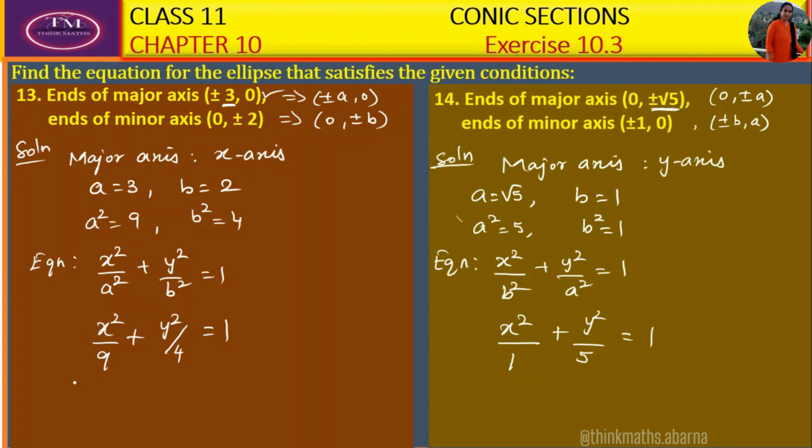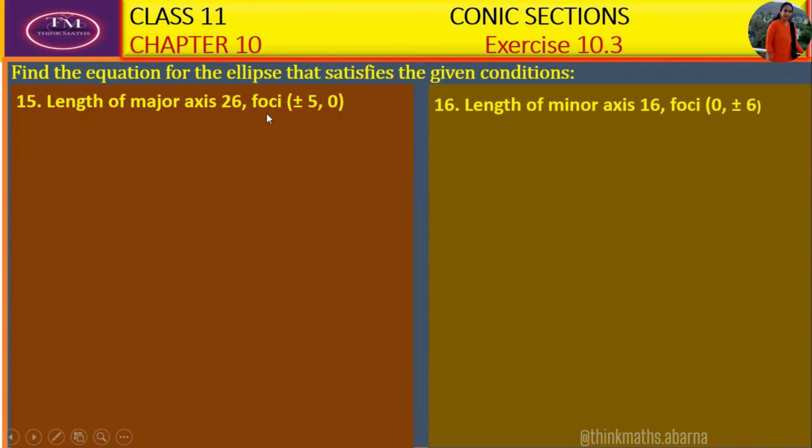Find the equation for the ellipse that satisfies the given condition. What is the condition? Length of major axis is 26. Foci is plus or minus 5 comma 0. Where is the foci? It is in the x coordinate. That means the major axis is the x-axis. So we can write foci is on the x-axis. Therefore, major axis is the x-axis.